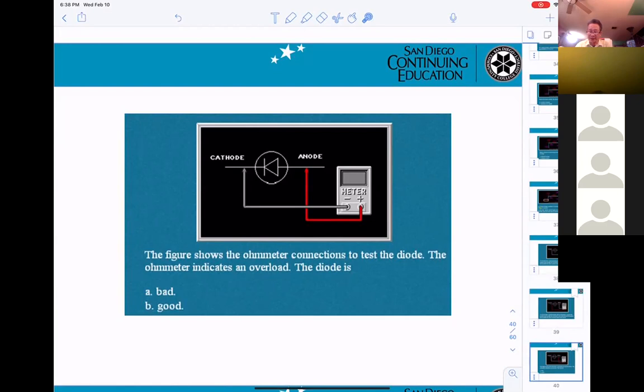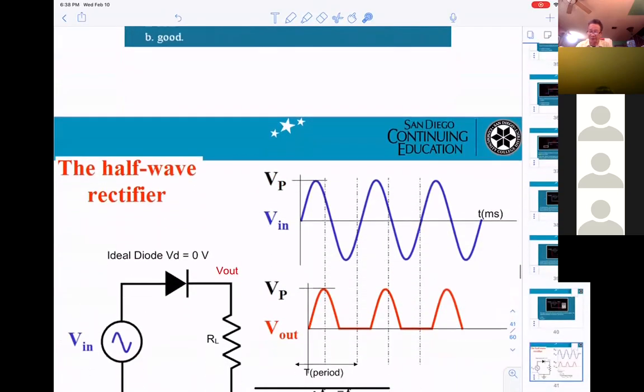On this one in here, it says the figure shows an ohmmeter connected to test a diode. The ohmmeter indicates overload. Is the diode good or bad? Bad. They connect positive to anode and negative to cathode, so the diode is supposed to be on. Resistance has to be very small.